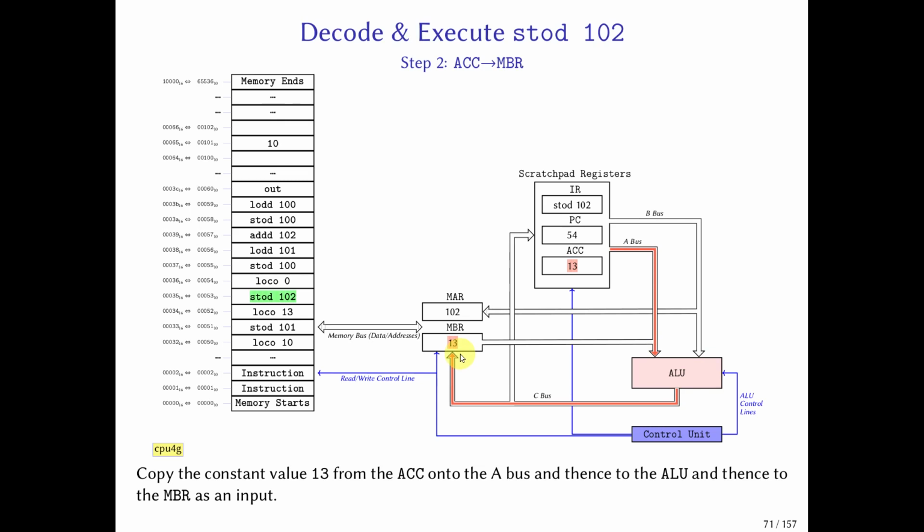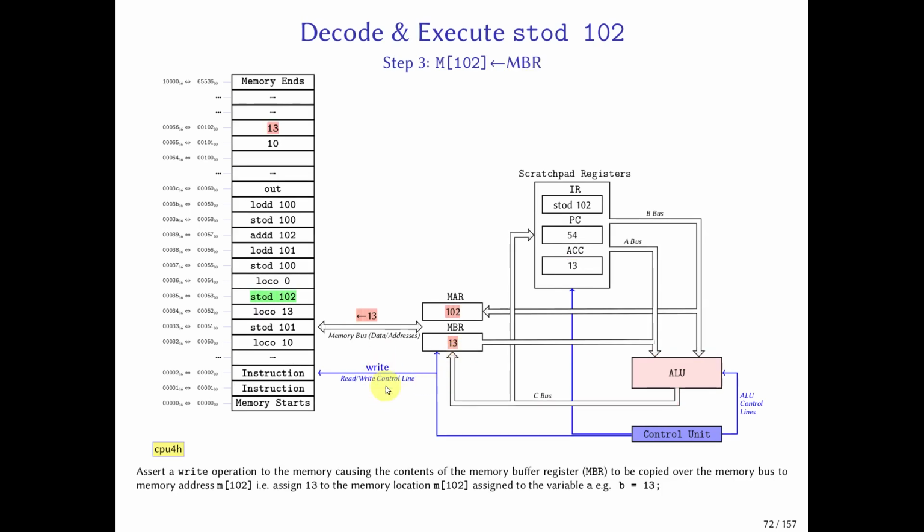And then the next step that the control unit carries out is to send a write instruction to the circuitry of the main memory, and the circuitry of the main memory says, okay, I have to read the contents of the memory buffer register, which is 13, and I have to copy that value into the memory address 102. So you can see the animation shows the 13 traveling away from the memory buffer register, being copied over the memory bus, and then ending up being stored into cell 102.